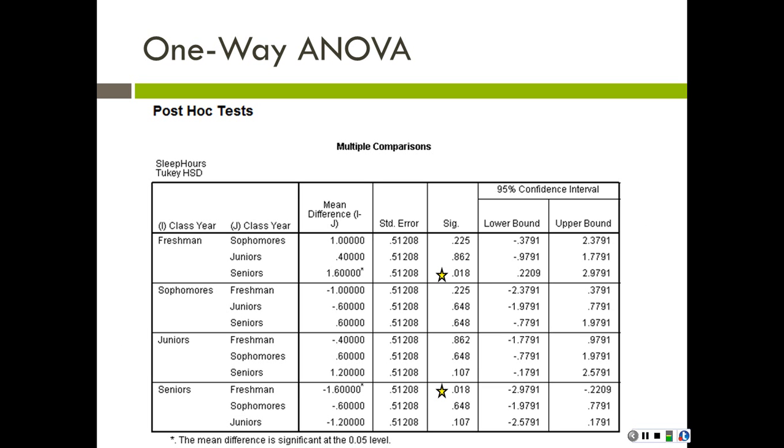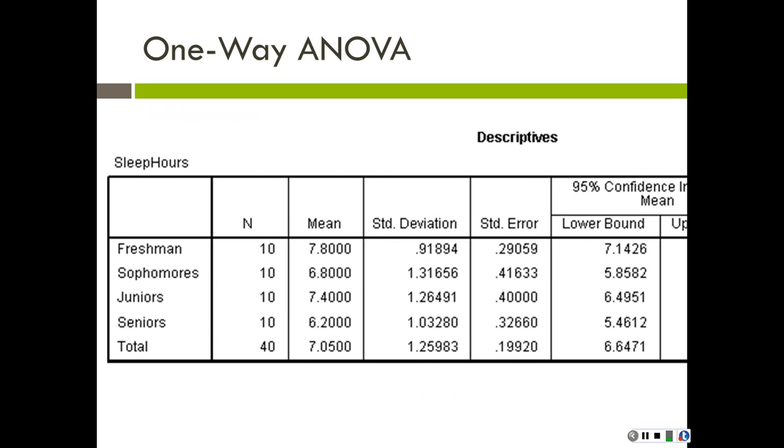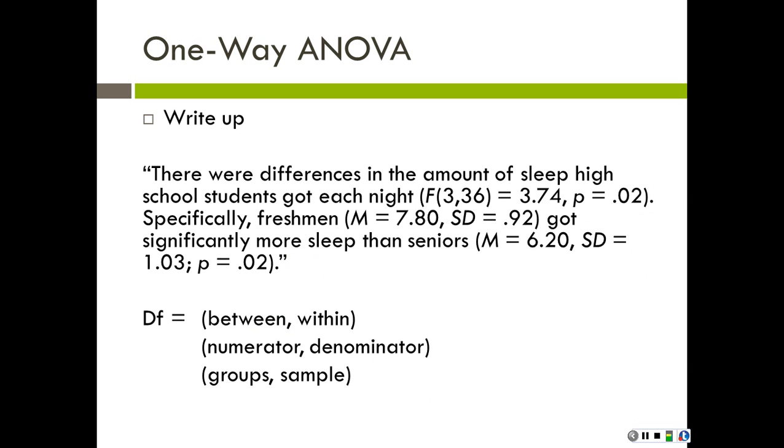And so luckily, when you do an ANOVA in SPSS, it will give you descriptives also so that you can look at those means again, right? So when we look at this, here are the two means we're looking at, because we know it's freshmen and seniors that are different. So if you were going to interpret this difference, what would you say? Like, who's bigger? Who's smaller? Freshmen got more sleep. Totally. That's exactly it.